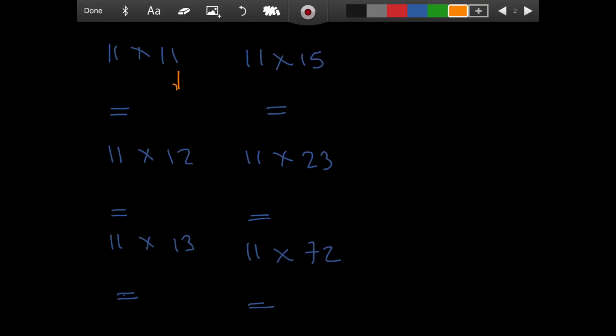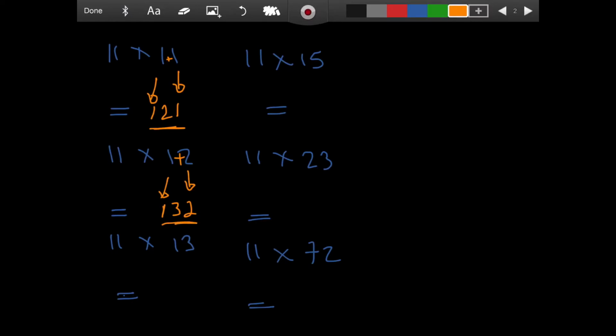So you take this last digit here, you bring it down. You then add the 2 digits together, the 1 and the 1. 1 plus 1 is 2. And you bring down the first digit. And your answer is 121. 11 times 12, just bring down the digit here, add these two together, 1 plus 2 is 3, and bring down that first digit, it's 132.